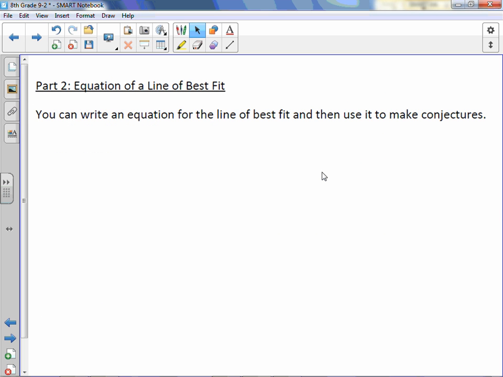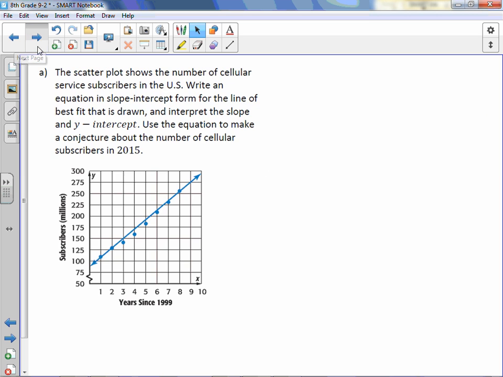Equation of a line of best fit. You can write an equation for the line of best fit and then use it to make conjectures. The scatter plot shows the number of cellular service subscribers in the U.S. Write an equation in slope-intercept form, that's y equals mx plus b, for the line of best fit that is drawn, and interpret the slope and y-intercept. Use the equation to make a conjecture about the small number of cellular subscribers in 2015.